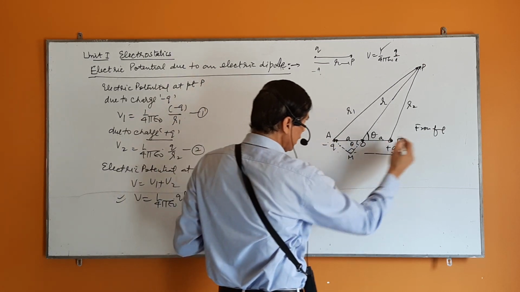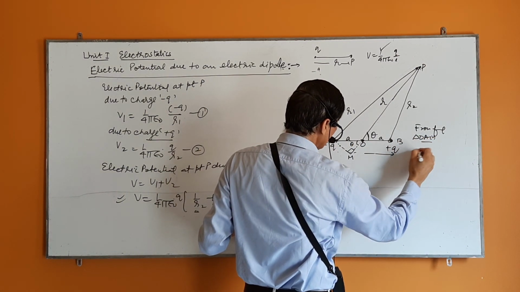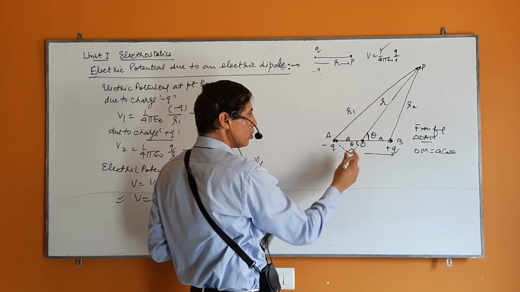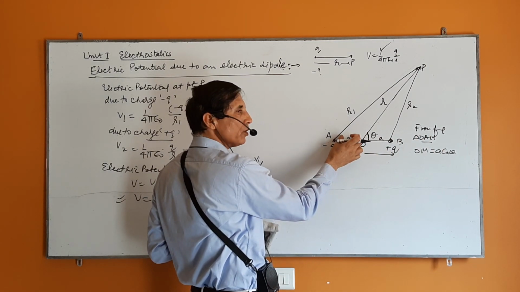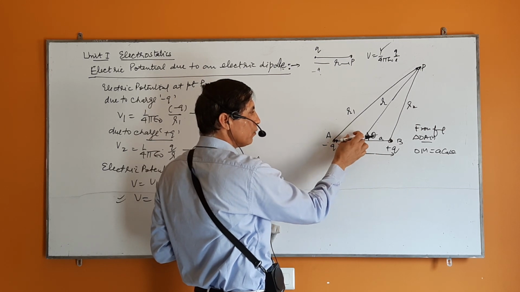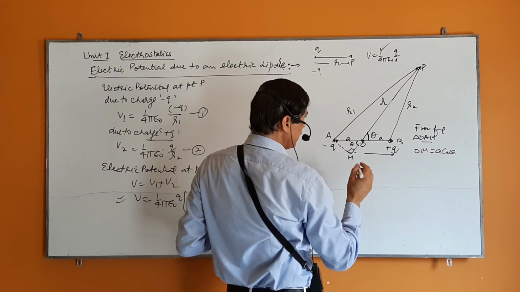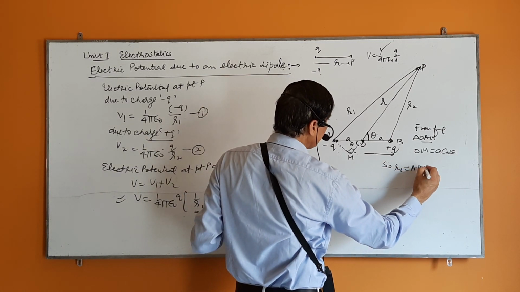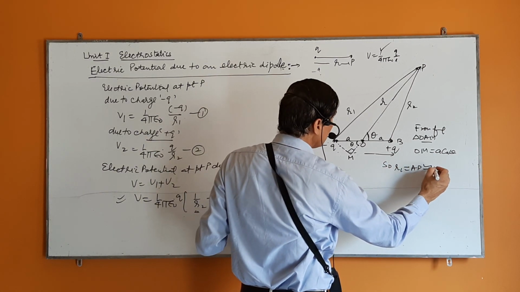Which figure? Triangle OAM. What is OM? OM is equal to A cos theta. Take cos theta, which is base upon hypotenuse, OM upon A. So OM is A cos theta. And R1, that is AP, is approximately equal to MP.